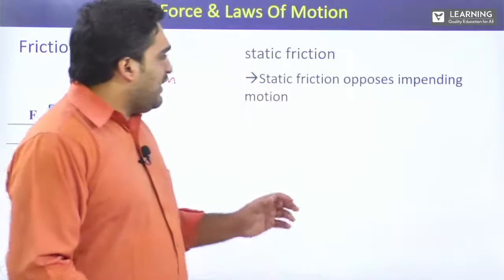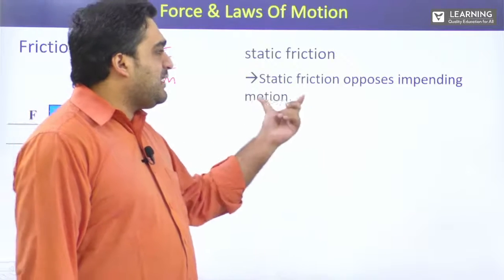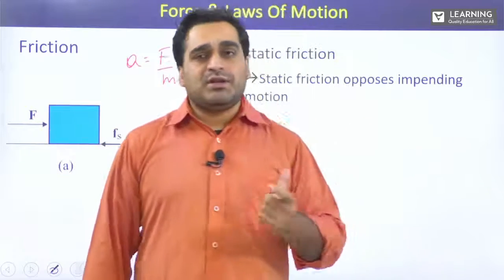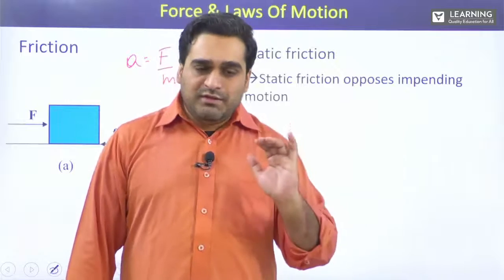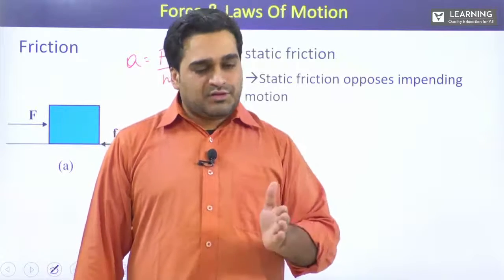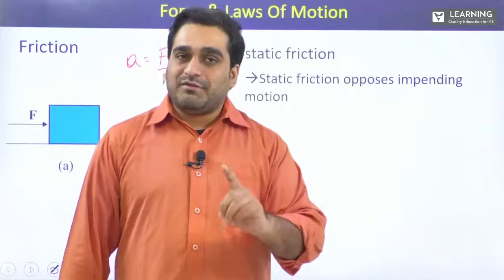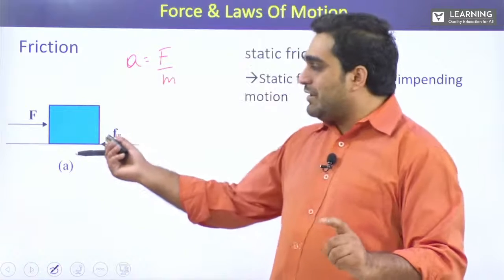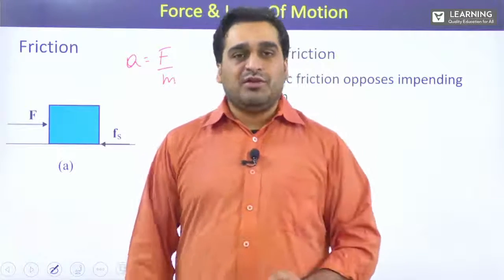So how do we define static friction? Static friction opposes the impending motion. So what is an impending motion? Motion when there is no friction present. So even by applying a small force, the object will move in the absence of friction. But if friction is present, like static friction, then the object will remain stationary for those small forces.